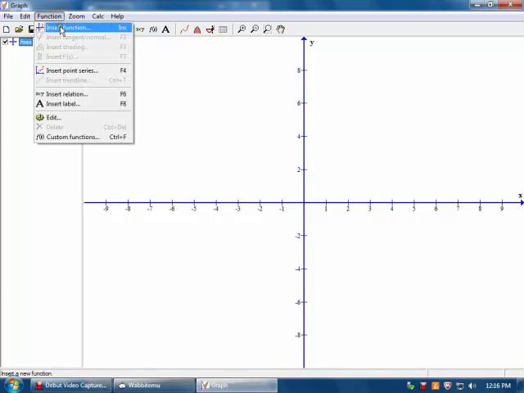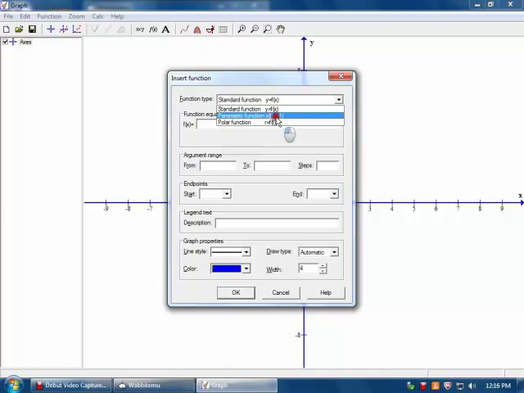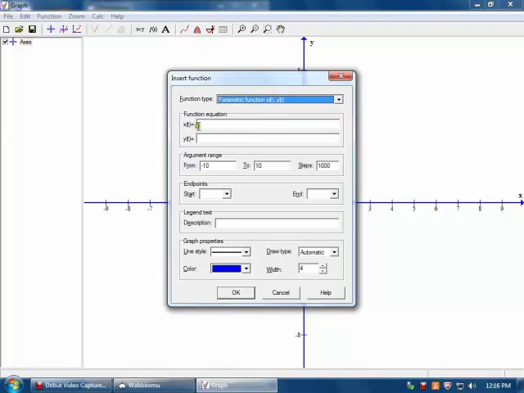So here we go, how we enter, and this is similar to what you're going to do on your graphing calculator. You want to insert function, but you don't want to insert it as a standard function. So I'm going to change that to parametric. And what happened is, instead of entering f of x, I have x of t and y of t. This is what happens if you change the mode on your graphing calculator to parametric instead of function.